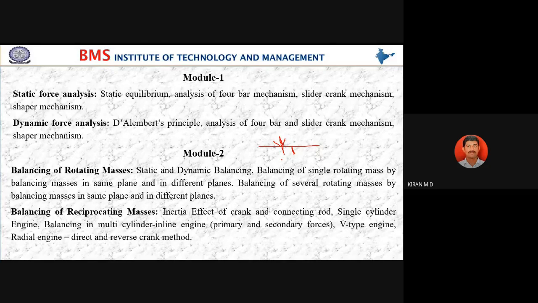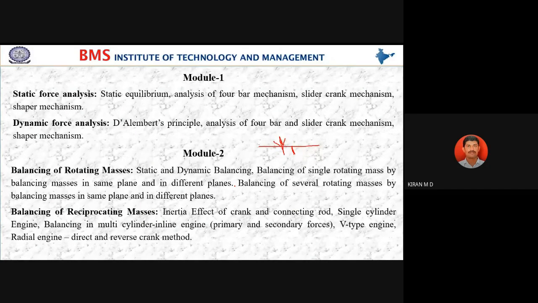Okay, easily you can understand the concept. Again, reciprocating forces here also: the effect of crank and connecting rod, single cylinder engine, balancing of multi-cylinder engine, maybe primary and secondary forces, V-type engine, radial engine. When the engine is working, due to that reciprocating motion, it will cause disturbance. To avoid that, to make that balancing, there we are going to use the balancing of reciprocating forces, masses.